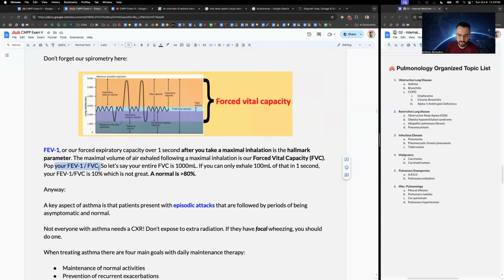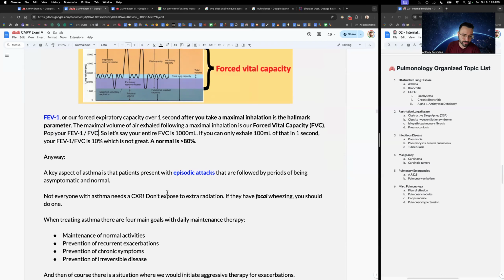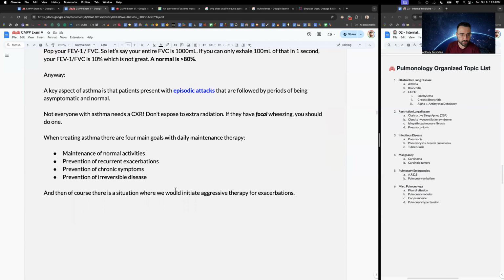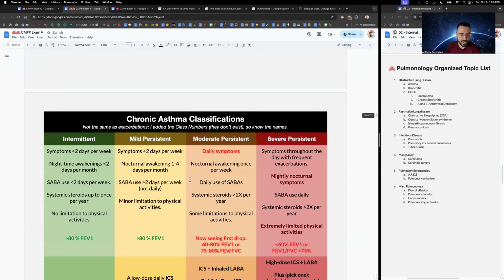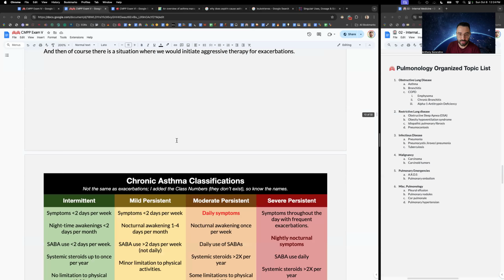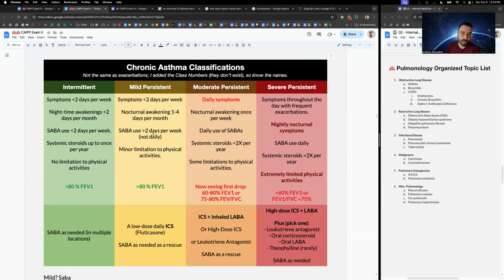FEV1 over FVC is always going to be the measurement for how bad is this asthma, how bad is this COPD. Not everybody needs a chest X-ray. You're going to have episodic attacks, and a severe attack, they always say, might be silent. What they mean is there's no air movement. They might just be sitting there, but they're not moving air at all. It's silent. This is generally tested upon.